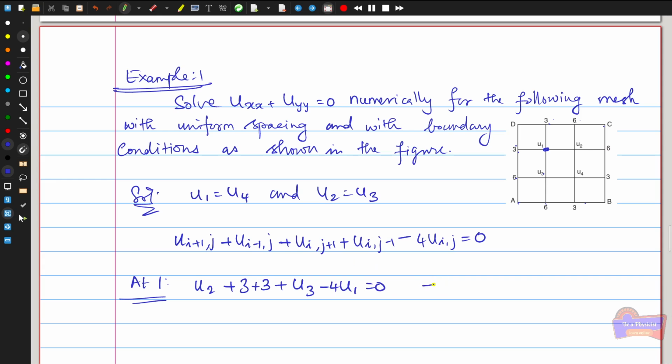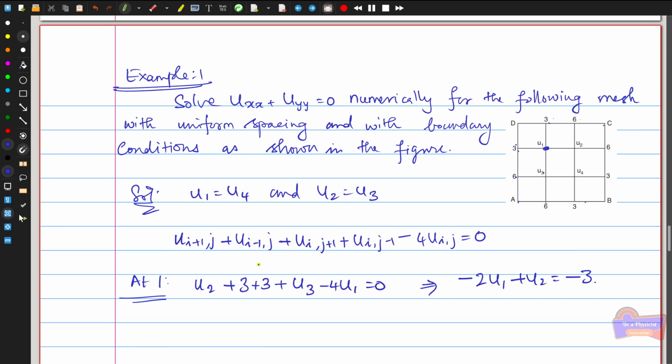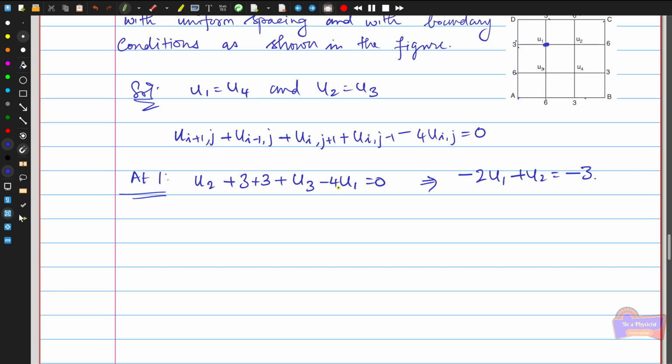Or I can write this equation as minus 2 times (u1 plus u2), which is equal to minus 3. So I can simply add this 6 and divide, substituting the value of u2 equal to u3 in this equation. You get 2u2 and minus 4u1 plus 6, so you can just divide all these values by 2. You will get this final equation.